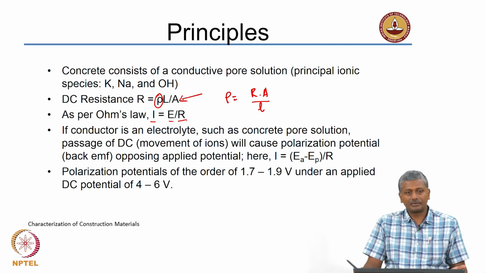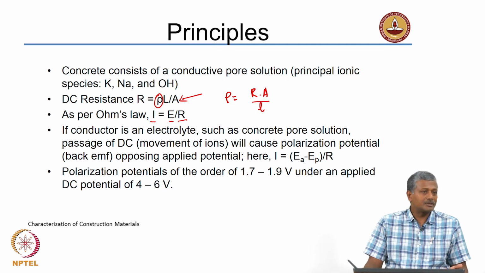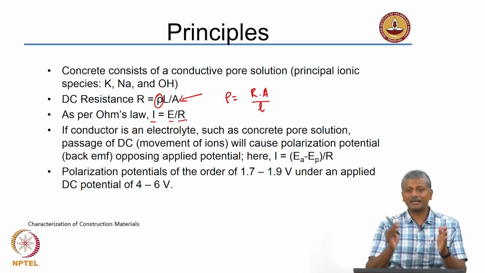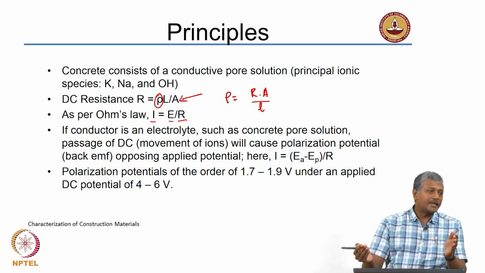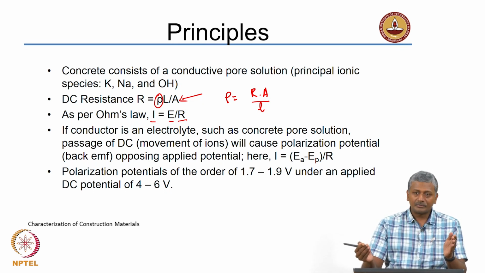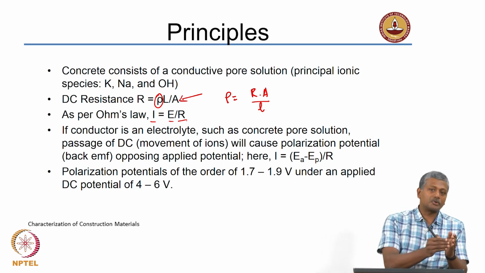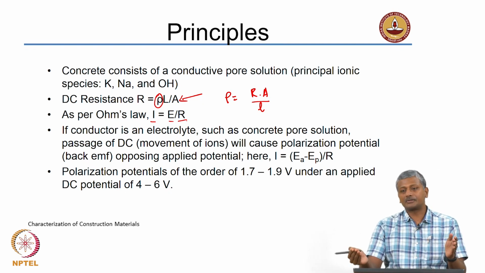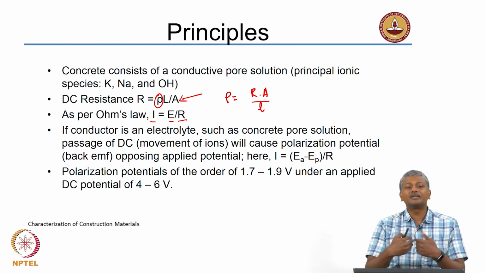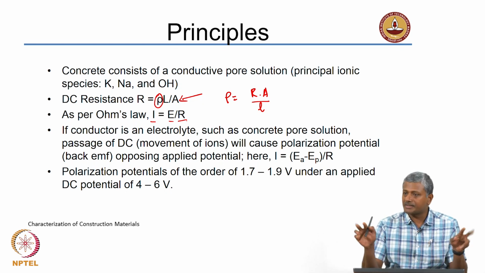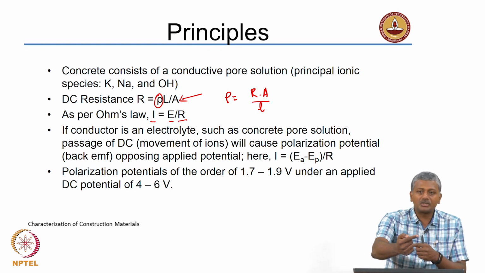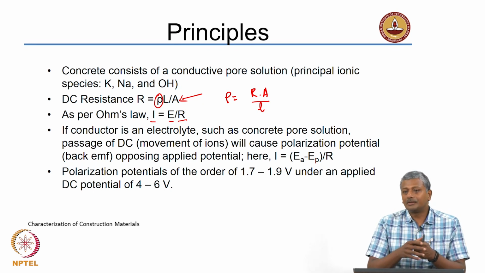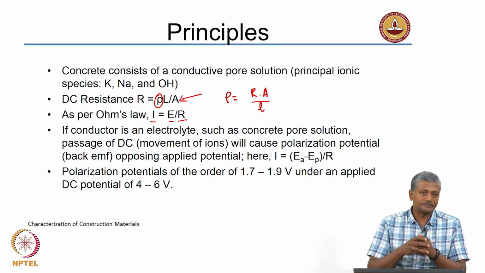pore solution. Okay. So, if you apply a direct current keeping one end at a positive potential and the other at a negative potential, what will happen is because of these ionic species inside, there will be alignment of the negatively charged ions close to the positive potential and positively charged ions close to the negative potential. So, in other words, because of this effect of polarization, what is actually happening is a reverse potential is actually created by your polarized material, right.